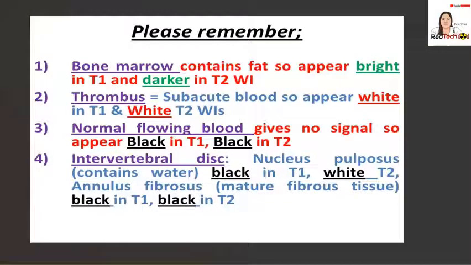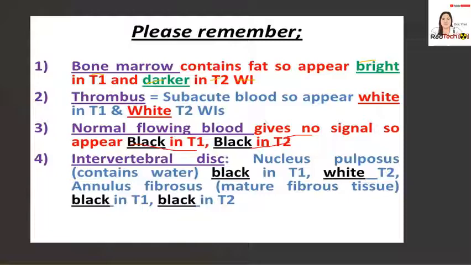Also, in addition, bone marrow contains fat. Therefore, it appears bright in T1 and dark in T2. WI stands for weighted image. Thrombus, sa subacute blood, appears white in T1 and white in T2 weighted images. Normal flowing blood, walang signal, so black in T1 as well as in T2. Kapag walang signal, black siya both in T1 and T2.